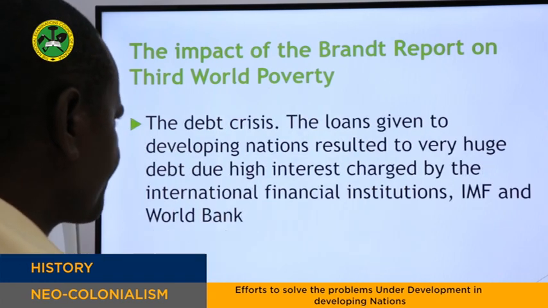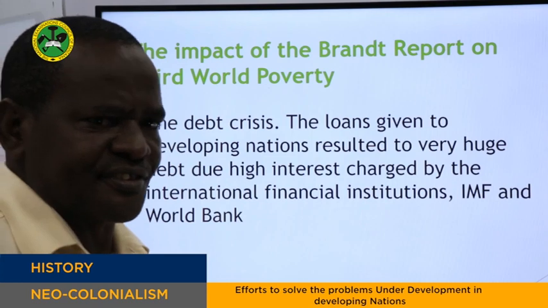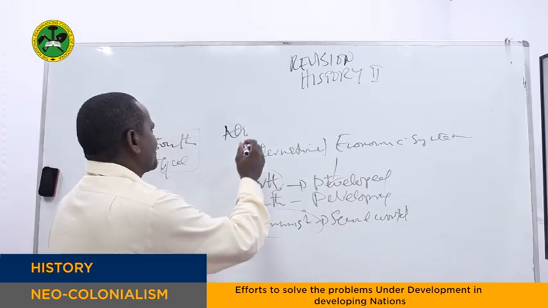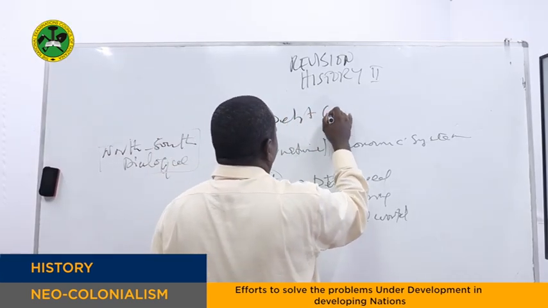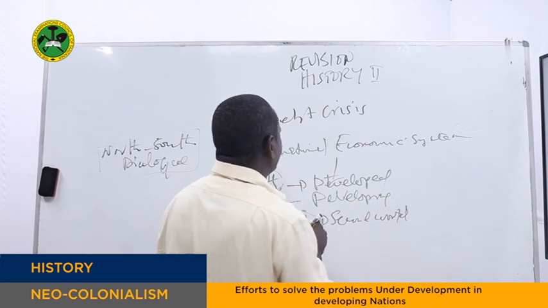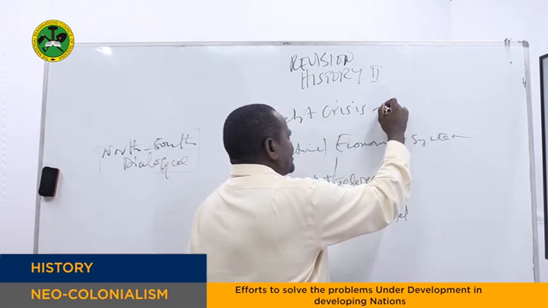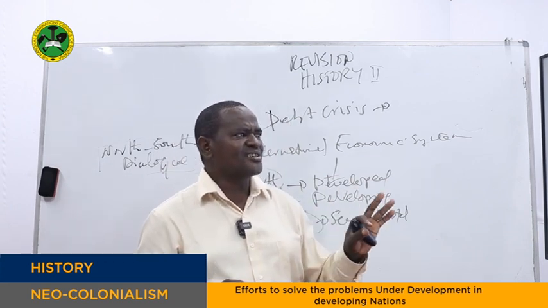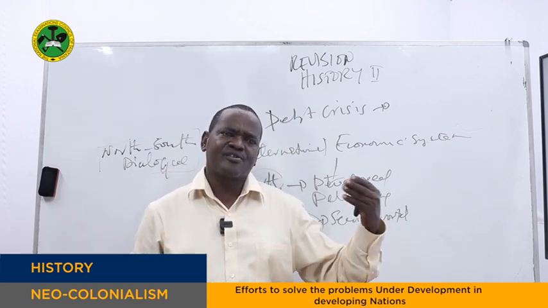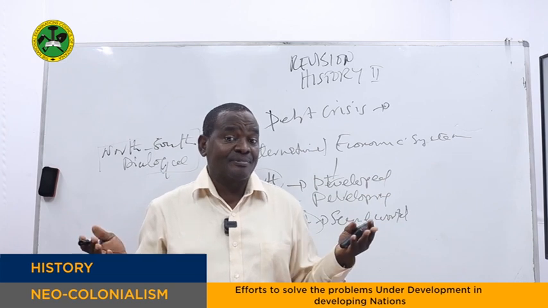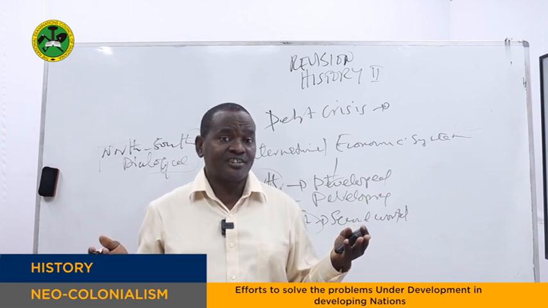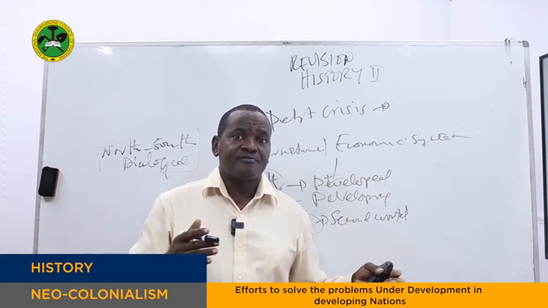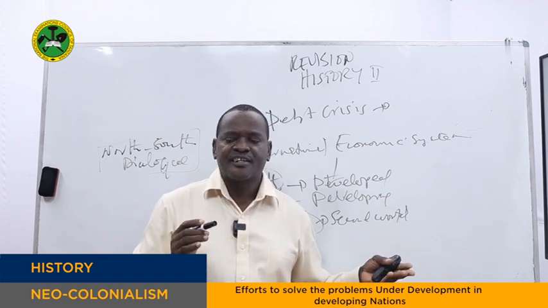The third impact is the debt crisis. Debt crisis is another thing: the increase of debt of the third world countries. And the debt has increased because of some reasons, and that includes the flow of money from the northern countries to the southern countries, as has been suggested by the Brandt report, that there should be the transfer of resources from the northern countries to the southern countries.